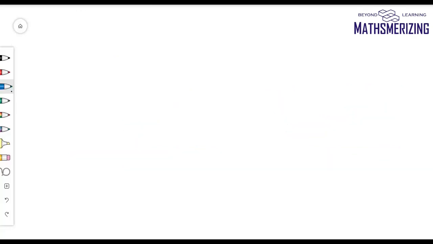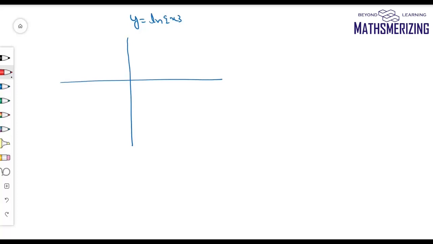I'll take up another example. Suppose I have to draw the graph of y equals ln fractional part of x. I'll draw the graph of ln x between 0 and 1, and I won't include it at 1. Now I'll generate the graph for all other intervals.